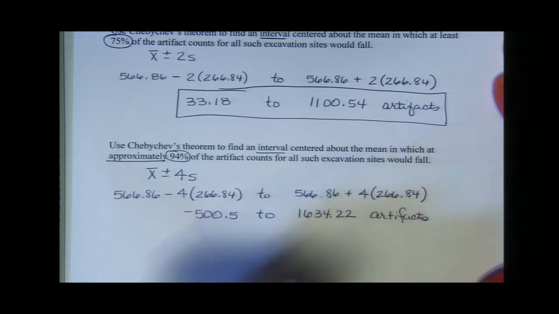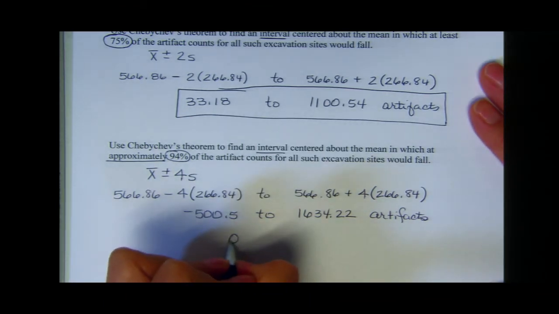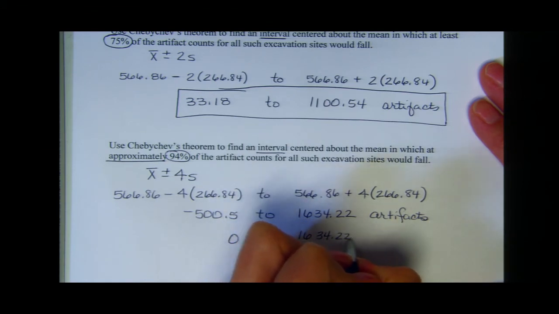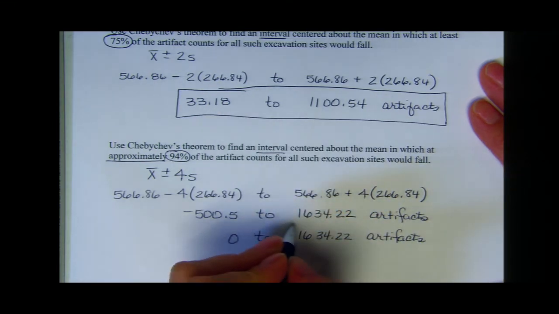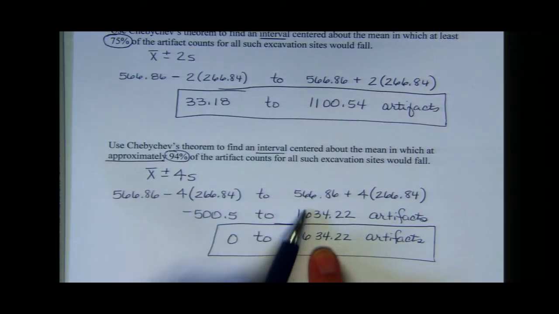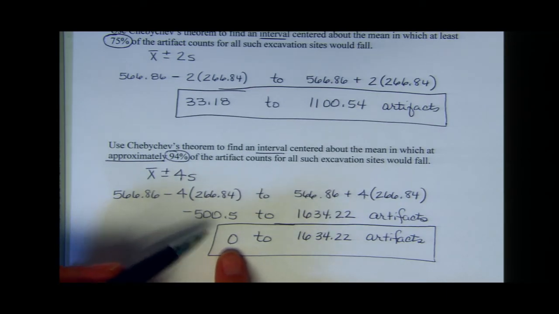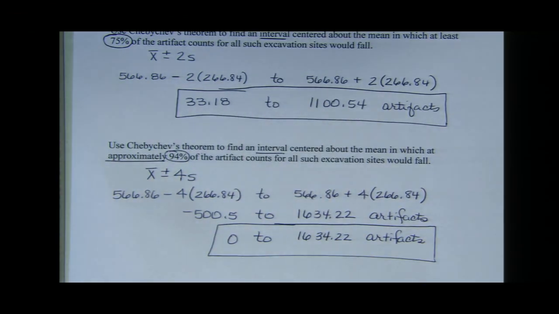But you might look at this and go, how in the world do you find negative artifacts? Well, you can't. So realistically, what this is saying is 0 to 1634.22 artifacts. Now, depending upon how the problem is worded on WebAssign, obviously we know this will be the upper interval value, but depending on how it's worded, if they want you to give the actual calculation or what really makes sense. So be sure that you read that very carefully on a WebAssign assignment. That completes 3.2.